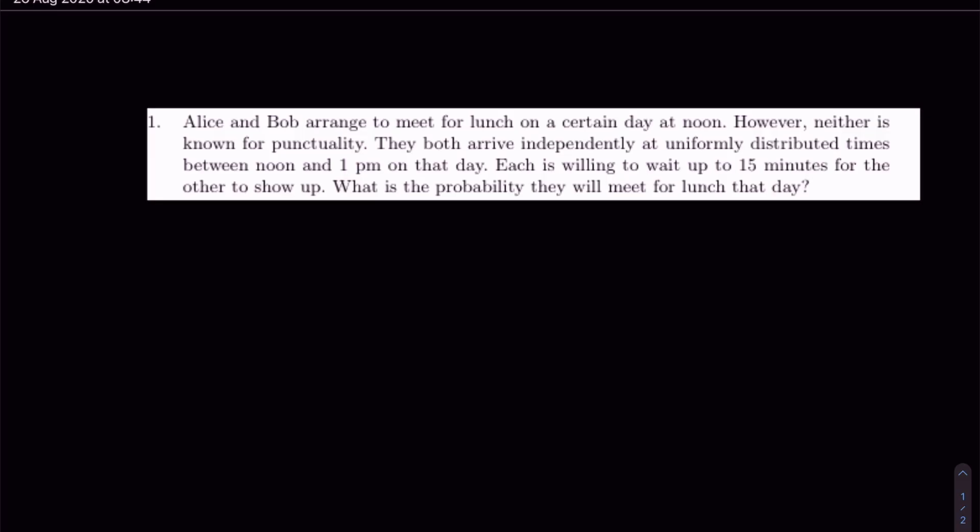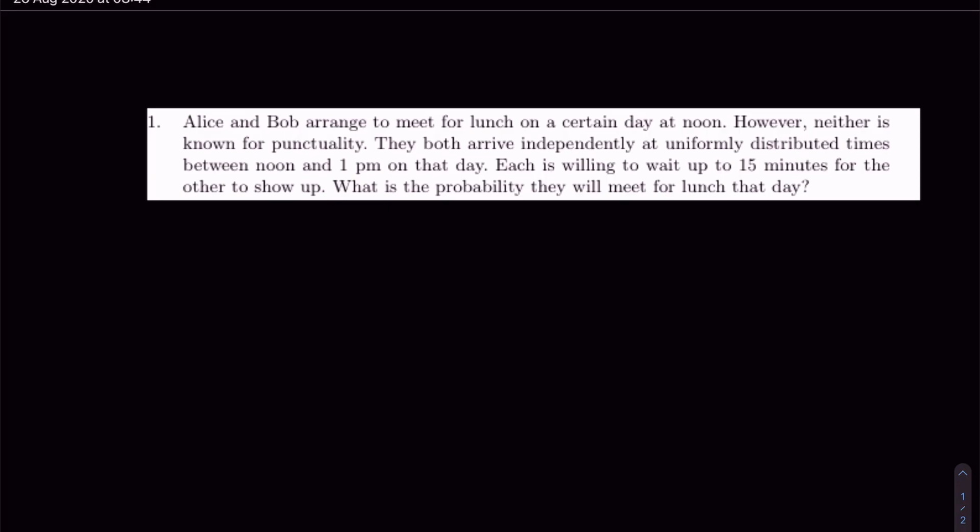Alice and Bob arranged to meet for lunch on a certain date. We're given this information. However, neither is known for their punctuality, so they both arrive independently and uniformly at a certain time between noon and 1 p.m. on that day, and each of them is willing to wait 15 minutes for the other to show up. And the question is, what is the probability that they will meet for lunch that day?